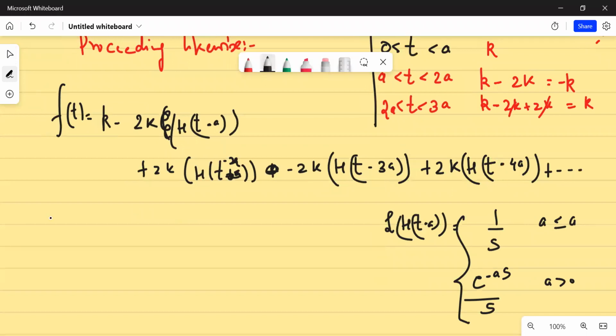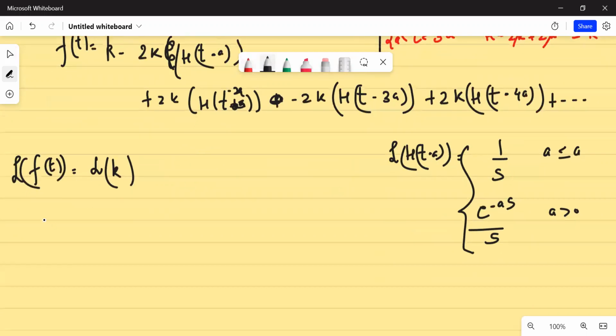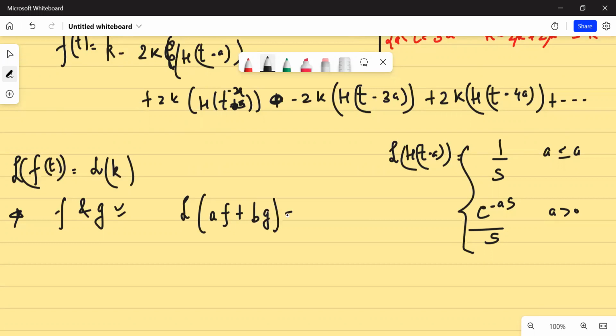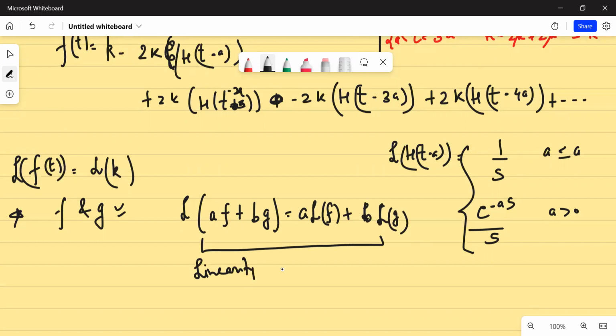So the Laplace transform of f(t) would be equivalent to writing, there is a linearity property that I did not tell you, but always remember that. Let me write it. If I have two functions f and g whose Laplace transform exists, then the Laplace transform of constant a multiplied with f plus constant b multiplied with g is equal to a times the Laplace transform of f plus b times the Laplace transform of g. This is called the linearity property. I forgot to tell you, but this is your linearity property.